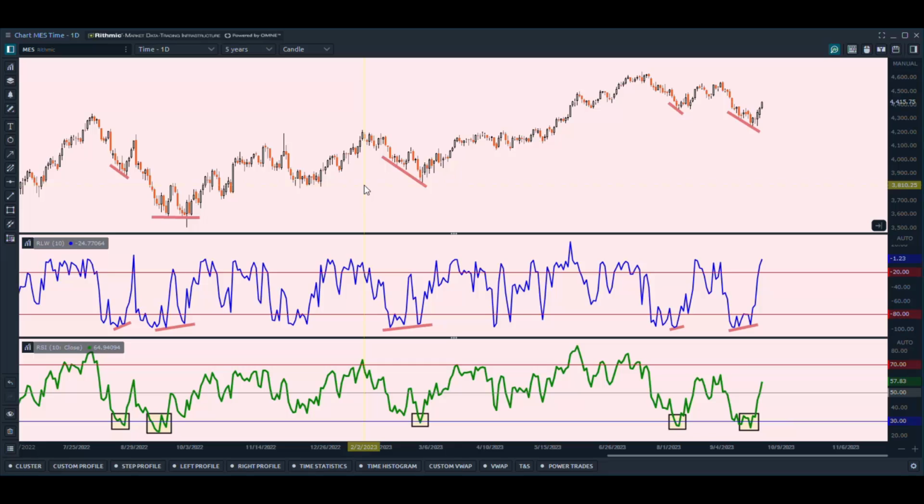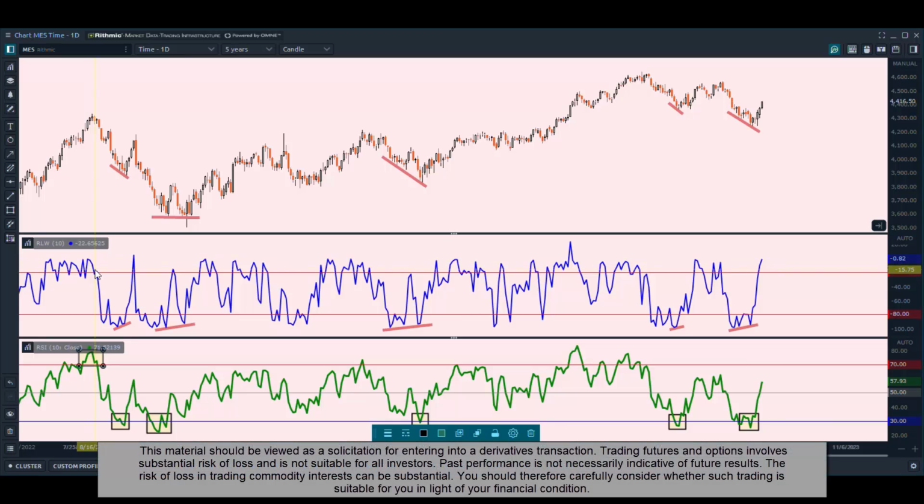RSI oversold, below 30, Williams percent range also oversold, showing divergence with a higher low on the Williams percent range and a lower low on price. Now, if we look at the opposite here, you can see there's a few times where the RSI was overbought. In this particular case, you did not have divergence forming on the Williams percent range. So you're not always going to have this signal. It's not always going to be perfect.